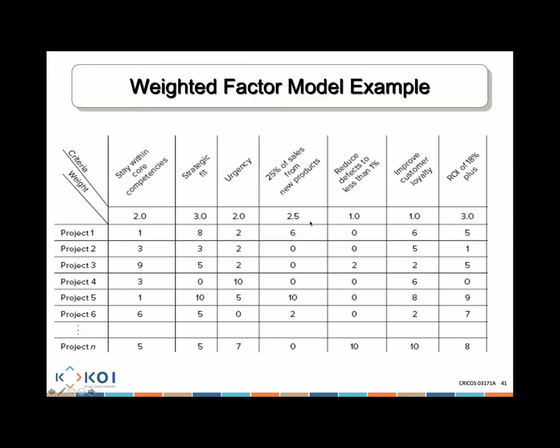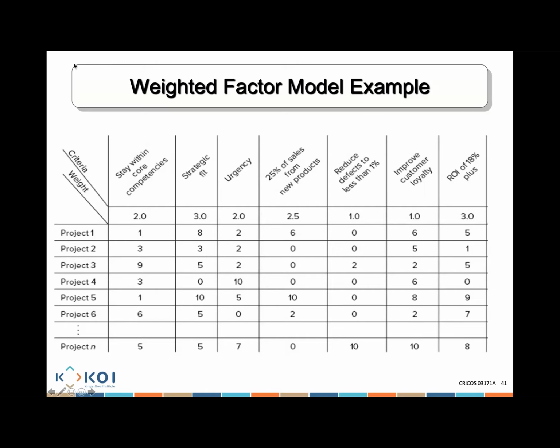What criteria is more important, and what is less important than this? Within core criteria, stay with core competencies and the urgency. They both equal 2. And the least important criteria reduces the effect to less than 1%. It's been given as a 1. It's not the most important criteria. Does that make sense, guys?